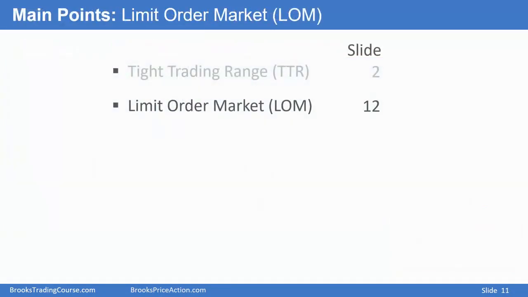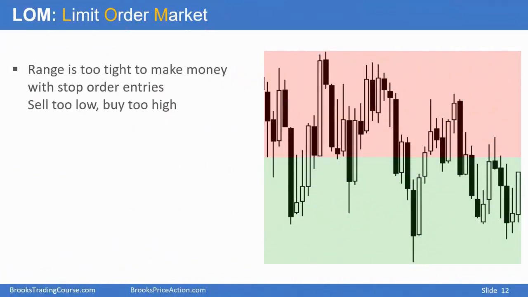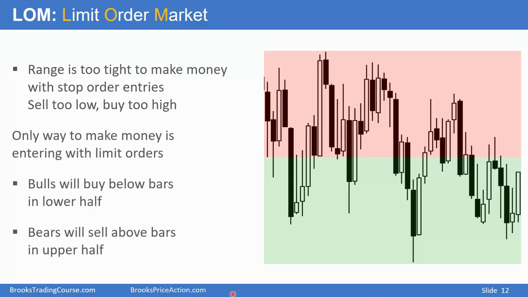I'm now going to talk about limit order markets, which in general are very tight trading ranges. I don't have a price scale on the side of this, but the market's reversing every 2 to 3 bars. Very difficult to make money entering with stops, selling below bars at the top, buying above bars at the bottom, taking any trade in the middle third of the range. That is not a good stop order market, and therefore if you're going to trade, the only way you can make money is entering with limit orders, which basically is the opposite of a stop order.